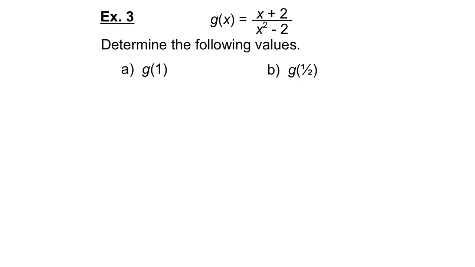Otherwise, you can move on to this one. Here I have a different function. I'm using a different letter. Instead of f of x, it's g of x. But function notation is the same. The input is x. Here's the rule to follow to get the output: your input plus 2, divided by your input squared minus 2. So pause the video and try to find the following values, g of 1 and g of 1/2. Pause the video, try it, and see how you do.